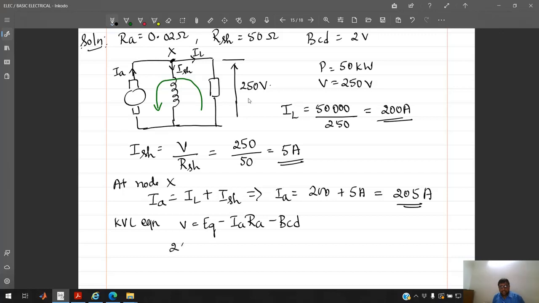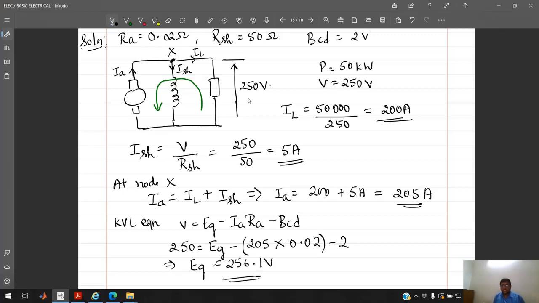V is known, that is 250, equal to EG, which is the one you need to calculate, minus IA. IA is the armature current that you have calculated as 205. RA is equal to 0.02 ohms, minus 2. Now if you calculate this, you are going to get the value of EG as 256.1 volts.